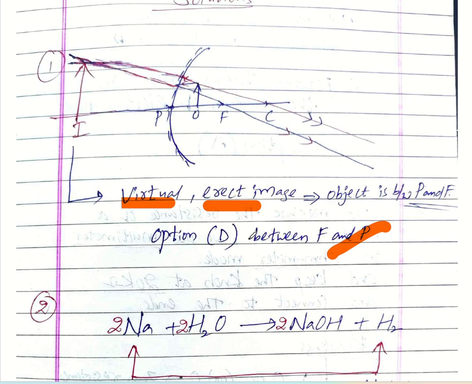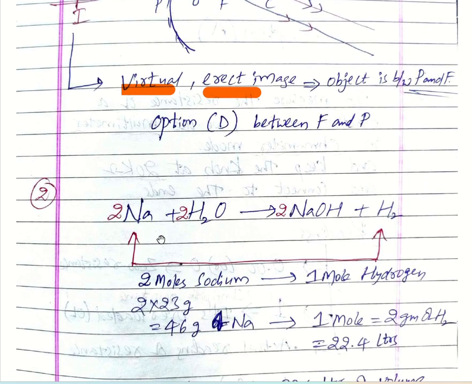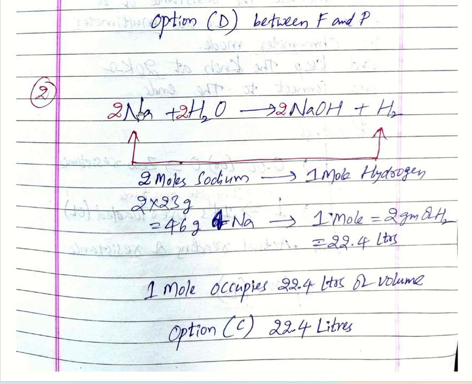Now coming to the second question. If you read the second question, the volume of H2 gas liberated when 46 grams of sodium reacts with water. So this is the equation: sodium plus water gives sodium hydroxide and H2. Here he has given the relation between sodium and hydrogen, and we can make a relation with that. After balancing, you get 2Na reacts with 2H2O to give 2NaOH and H2.